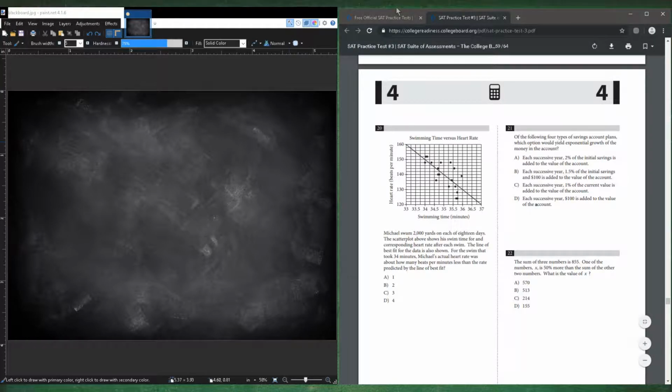Okay. Each successive year, 1% of the current value is added to the value of the account, which is true because of the current value, so it's exponential. Each successive year, $100 is added to the account, so this is also just linear. So A, B, and D are all linear. It can't be the initial amount, and it can't be some constant added. It has to be 1% of the current amount.